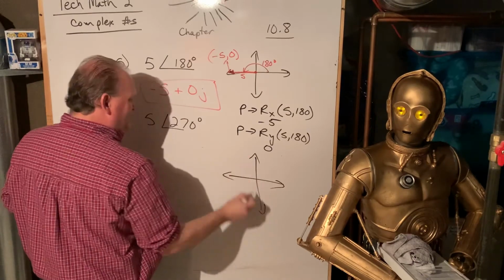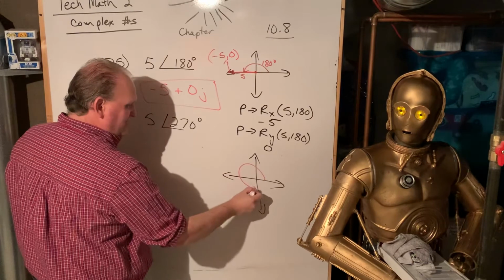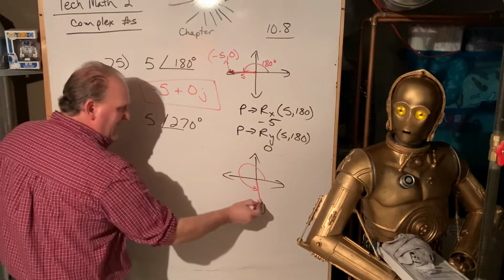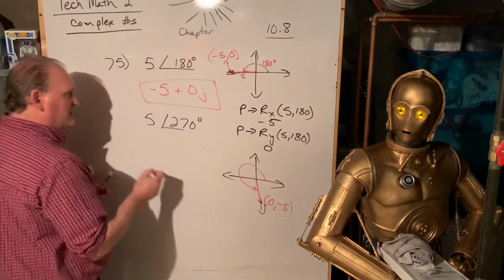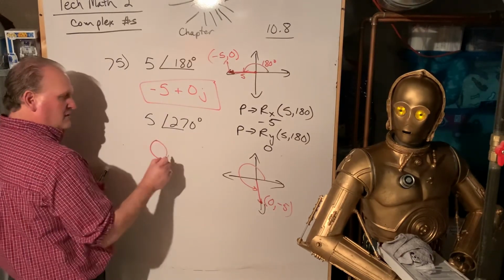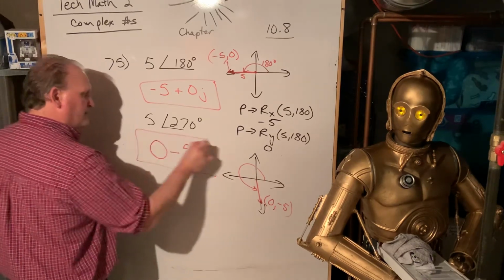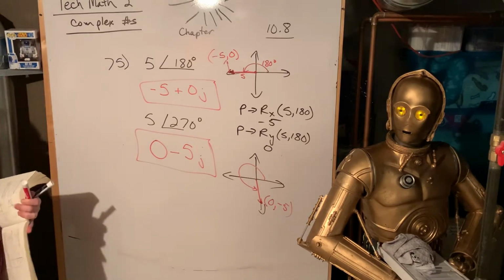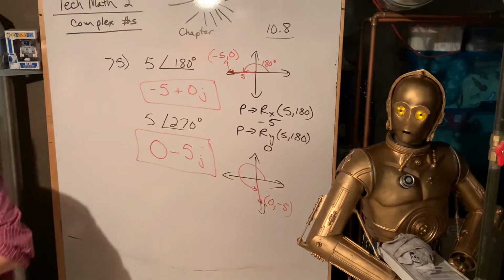Same with this, 270, right? Same dog, different fleece. We're going all the way to 270, and they want 5. When we look at that point, that would be 0 comma -5. So this would be 0 minus 5j. Okie dokie. So that is 10.8. Next video, we'll do 10.9.